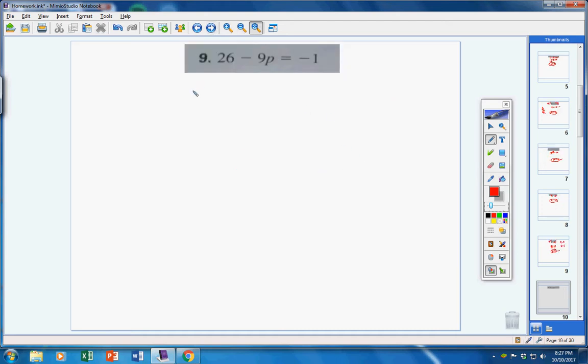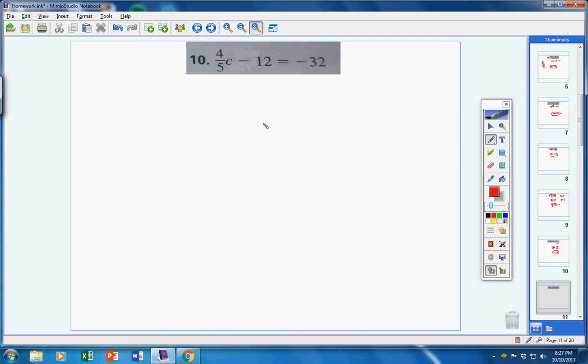Number 9, simplify both sides. Next, eliminate fractions. Next, constant terms to one side, variable terms to the other side. Bring your 26 over, make it a negative 26. And you're left with negative 9p equals negative 27. Lastly, get rid of your coefficient. Negative divided by a negative is positive. 27 divided by 9 is 3. Alright, so the answer is 3.